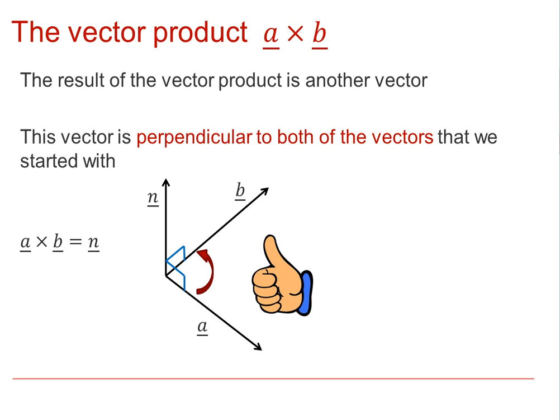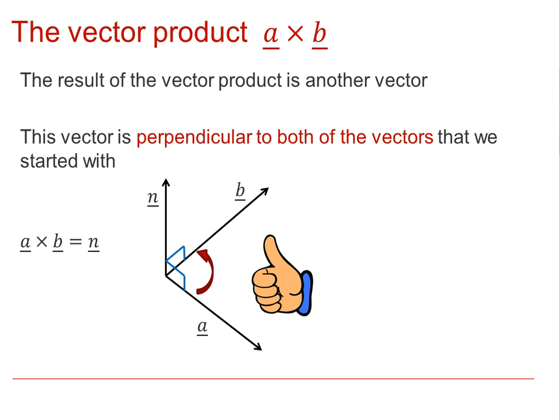So the result of a vector product is another vector, and this vector is perpendicular to both of the vectors that we started with, or that we have formed the cross product with. This is a really useful aspect of the vector product, which we will return to in a later video.